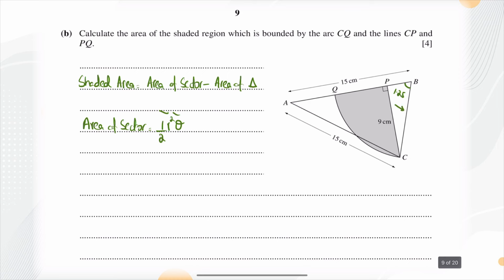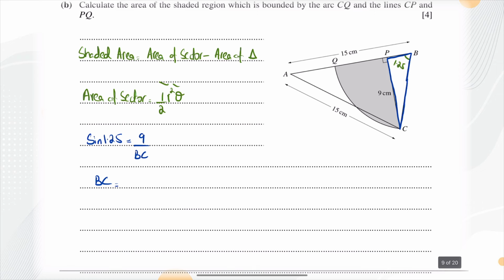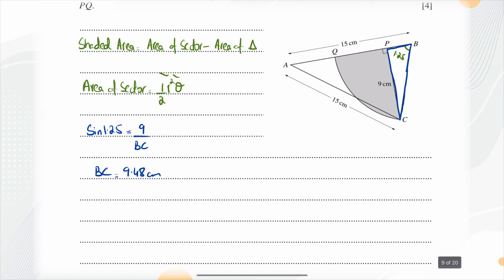Yeah, go ahead. You can find BC by the sine rule. Yep, I can find BC by using sine rule. So sine of 1.25 equals opposite, which is 9, over hypotenuse, which is BC. Now let's work this out. So that's going to be 9 divided by sine 1.25. So we're looking at 9.48. Okay, 9.48 centimeters. So that is basically equivalent to the radius of the sector.